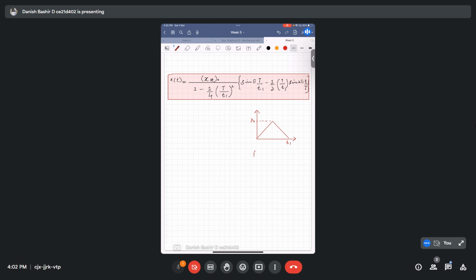So we have the variation of our p of t. It varies from 0 to p naught in time t0 to t1 by 2. For example, I am thinking that this triangular pulse is symmetric, so this is t1 by 2, and then it goes from p naught back to 0 from t1 by 2 to t1, the actual time period of this pulse. So easily you can derive the equation of motion for the system on which the triangular pulse will be acting.